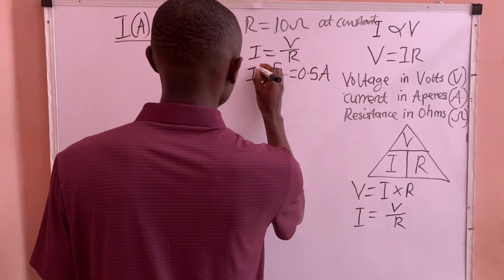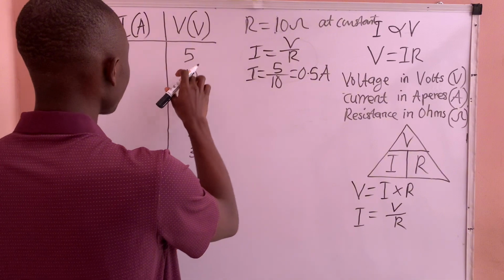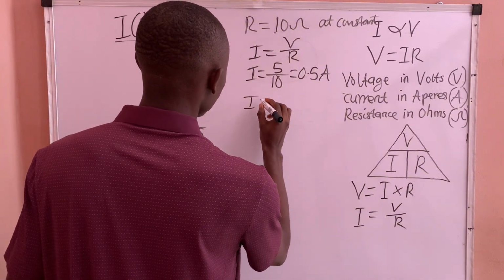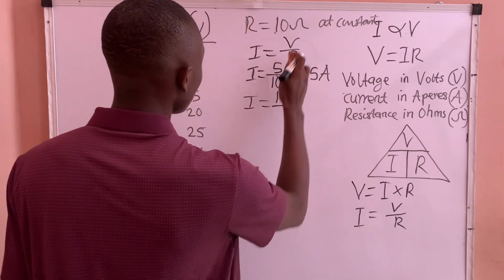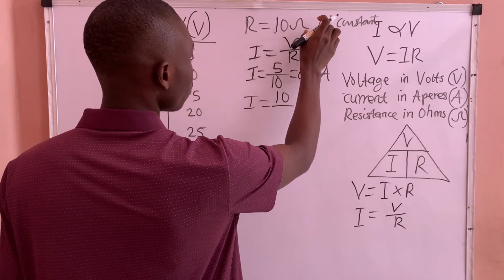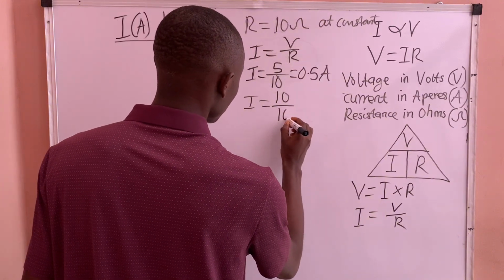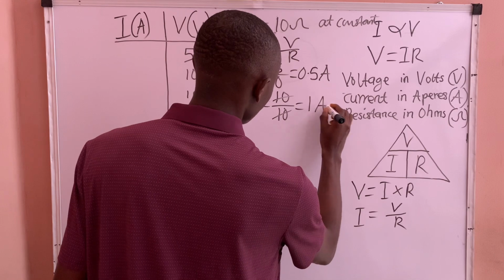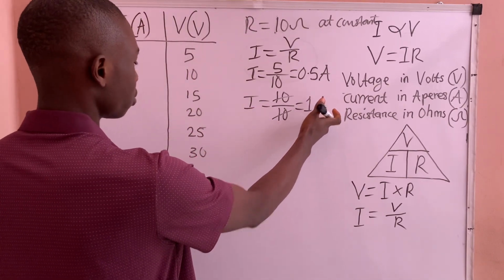The unit is current. For the second one, when we increase voltage by 10, the current that will flow in the circuit, which is I, will be equal to 10. Remember, it is voltage divided by what? The resistance, the value of the resistance, which is a constant, which is 10. So 10 divided by 10 is what? 1 amp. Remember, we are dealing with current, that is why the unit is amps.